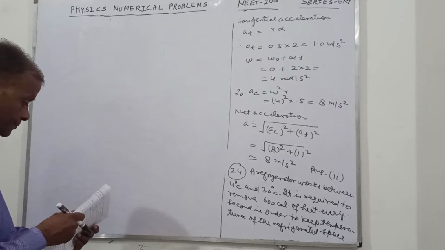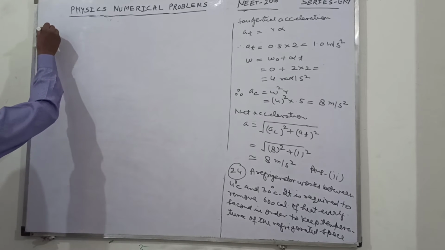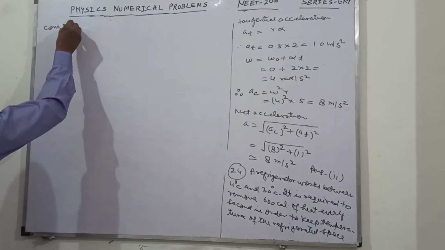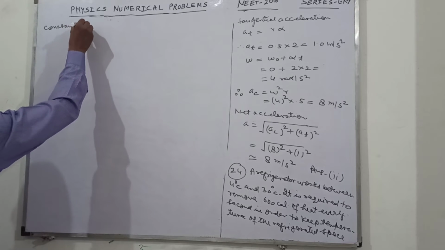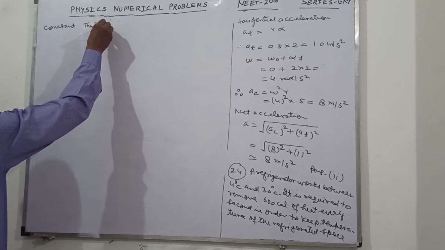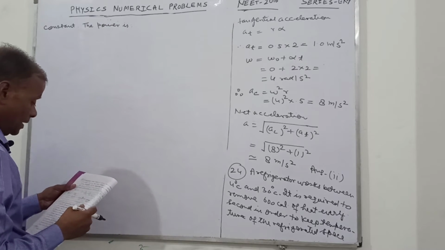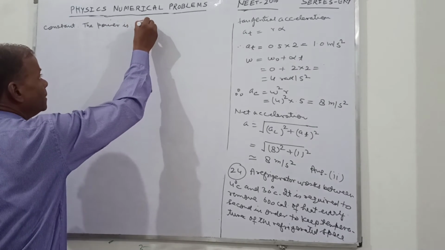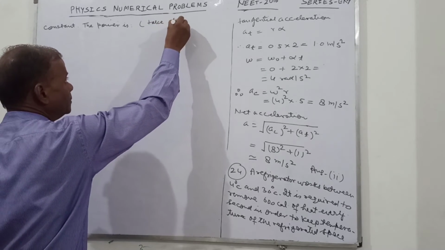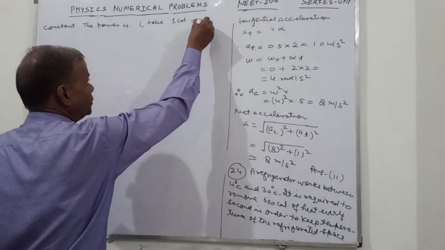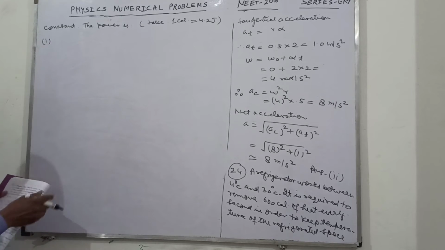Refrigerator space constant. The power is... now the options, and this is given, take 1 calorie equal to 4.2 joule.